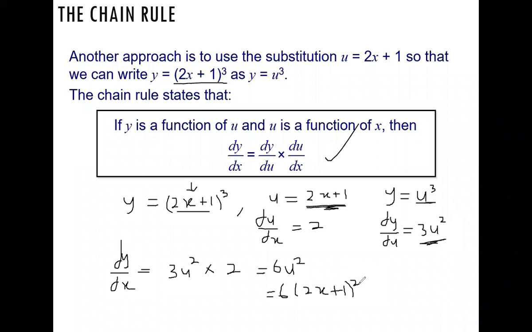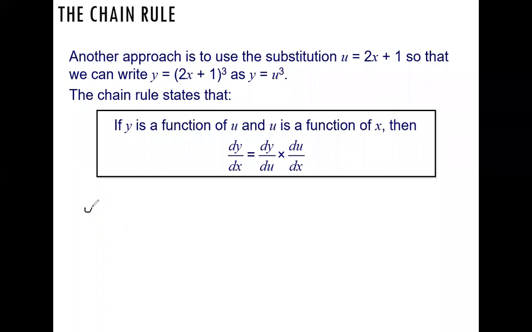Okay, I think it's quite simple. Let's try another one, just for us to understand better before we ask questions. So let's try another question. Let's say this time we have y is equal to 3x squared plus 1, raised to the power half.